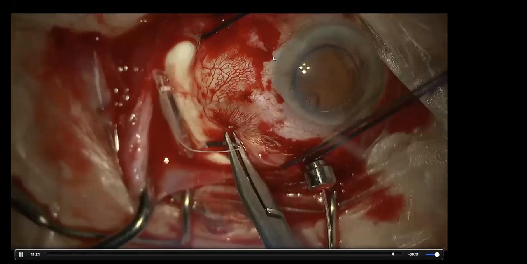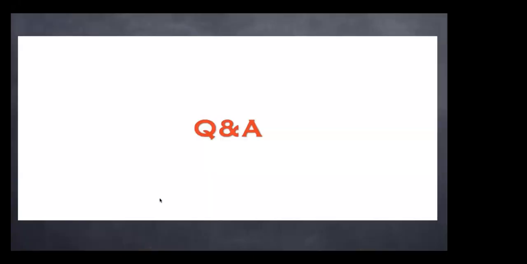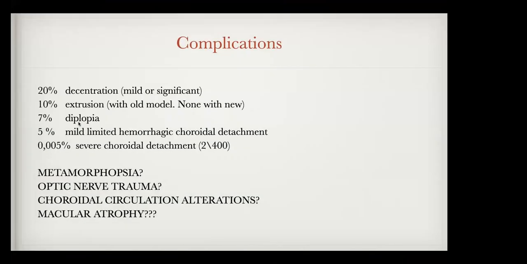Okay. See, unfortunately, the video is not so clear, but there is some choroidal detachment. And here in the 1 day post-op, you can see on top some choroidal, but that doesn't stop the surgery. So these are the complications that I observed in time.